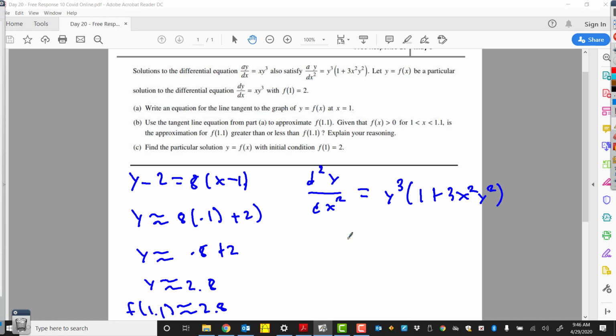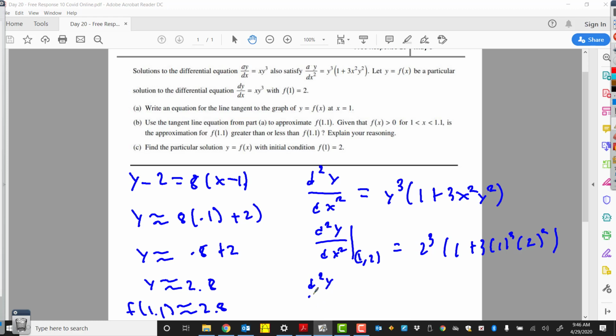So let's plug in our point. Let's do d2y over dx squared at (1, 2). And let's see what happens. So we have 2 cubed times 1 plus 3 times 1 squared times 2 squared. We don't really even need to know the number, but we can just look at this and say, oh, this is greater than 0. So we know that d2y over dx squared is greater than 0 at x equals 1.